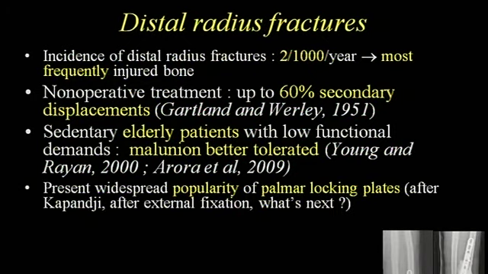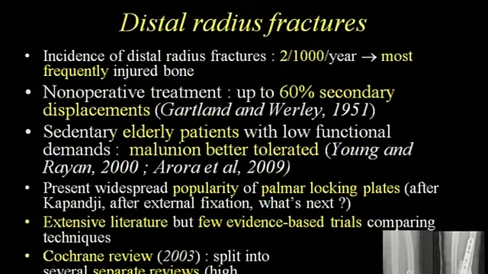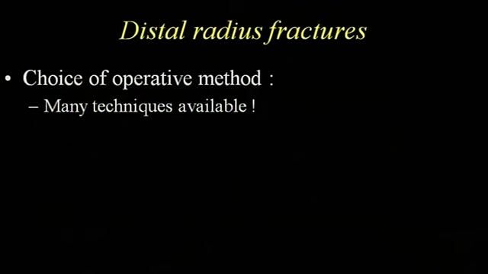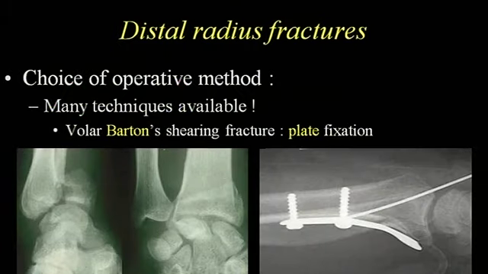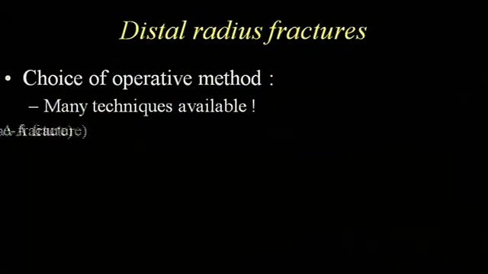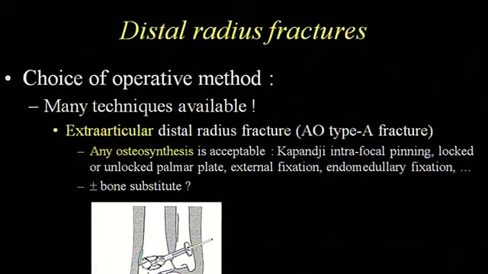Palmar locking plates are presently very popular, and there is an extensive literature, but there are few evidence-based trials comparing techniques. The Cochrane review of 2003 was split into several separate reviews, and I will try today to discuss the choice of operative method and the complications. Indeed, many techniques are available. There is an agreement to treat Volar Barton shearing fracture by plate fixation.